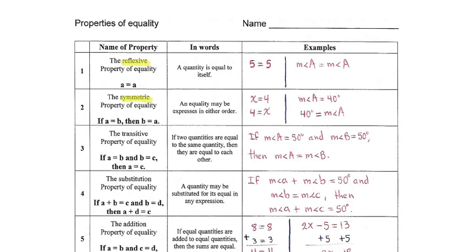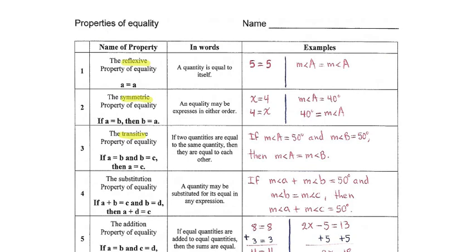In number 3, we have the transitive property of equality. And this says that if two quantities are equal to the same quantity, then these two quantities are equal to each other. As we see here in the example, if measure of angle A is equal to 50 and measure of angle B is equal to 50, then the measure of angle A is equal to the measure of angle B.